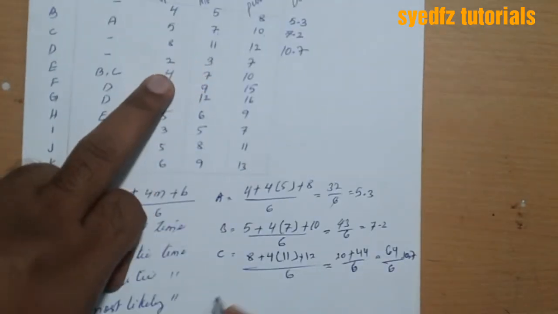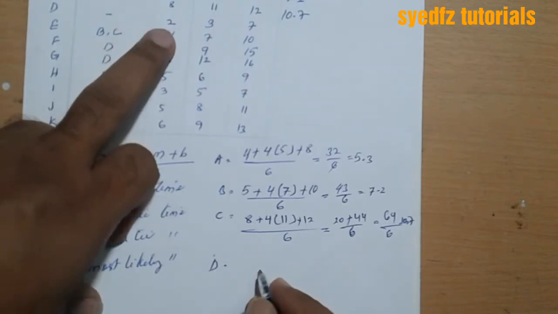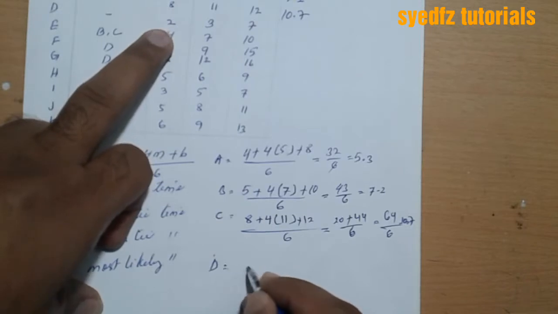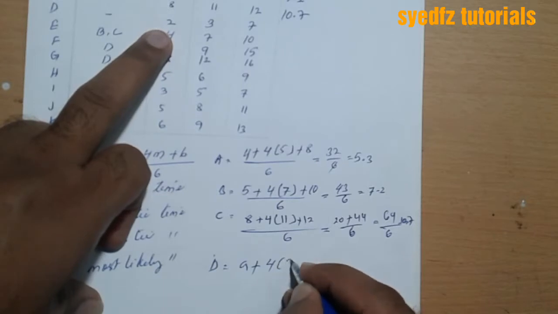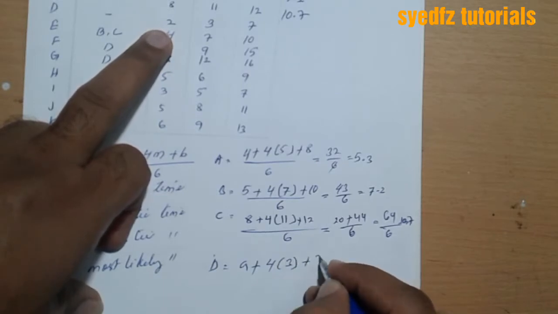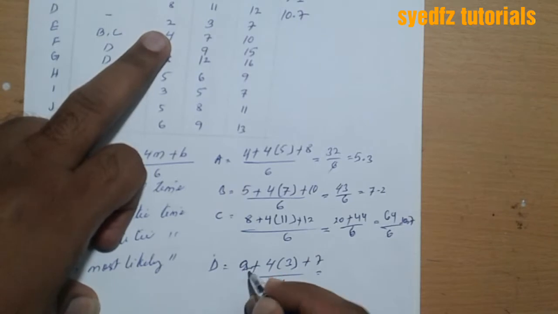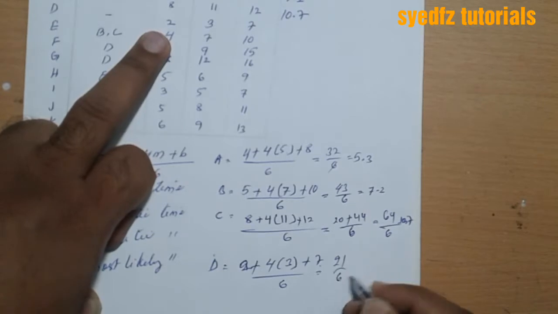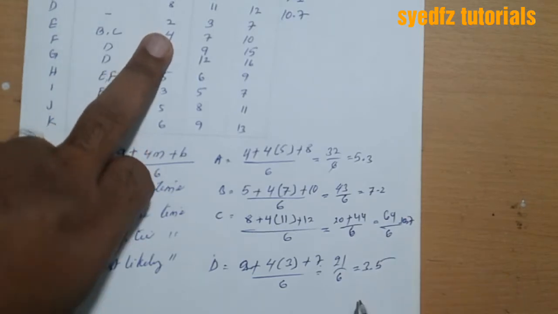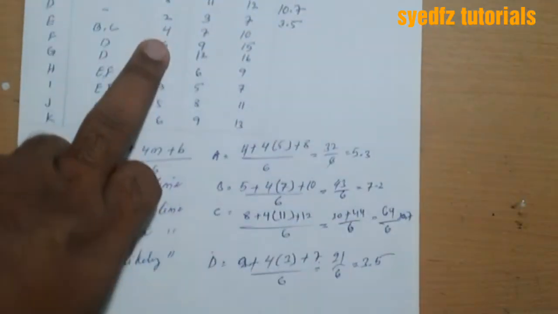Now for D. In D, A is 2 plus the formula 4, then most likely is 3, then plus 7, divided by 6. 4 threes are 12. 2 plus 12 is 14, plus 7 is 21, divided by 6 is 3.5. So right here 3.5.